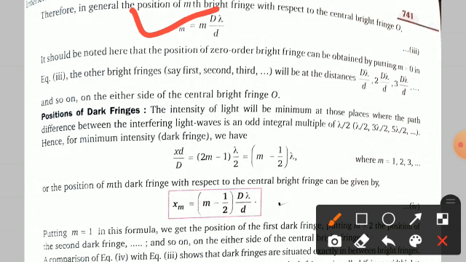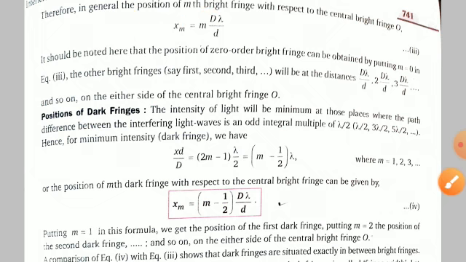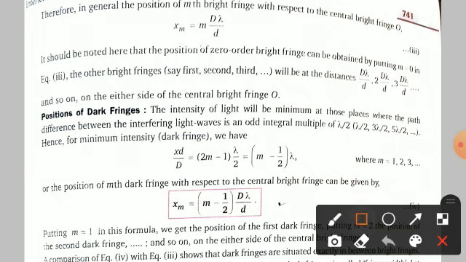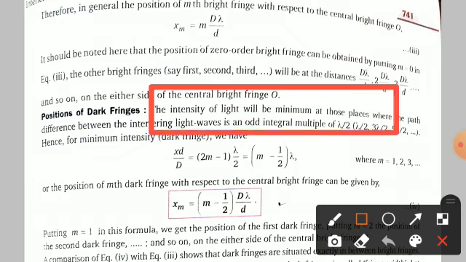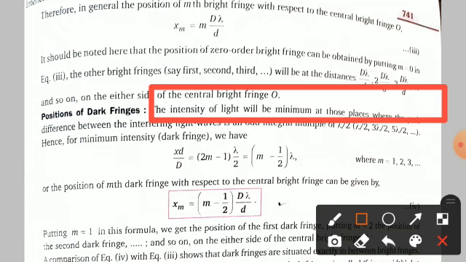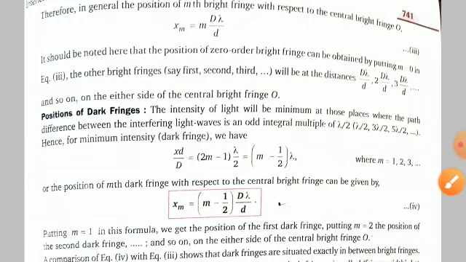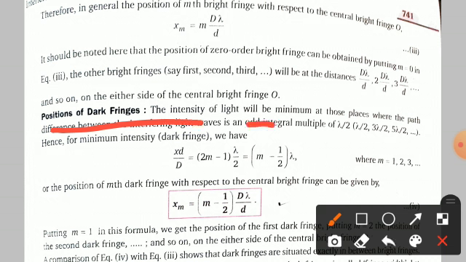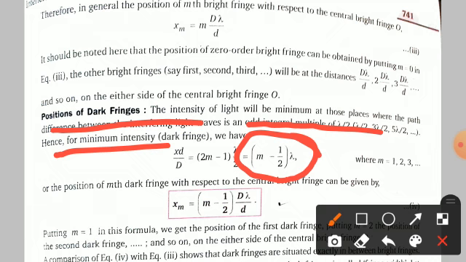Now, we talk about the position of dark fringes. The intensity of light will be minimum at those places where the path difference between the interfering light waves is an odd integral multiple of lambda by 2, 3 lambda by 2, 5 lambda by 2. So, when you get the minimum intensity, you get the dark fringes. For minimum intensity, xd by capital D is equal to (2m minus 1) lambda by 2.